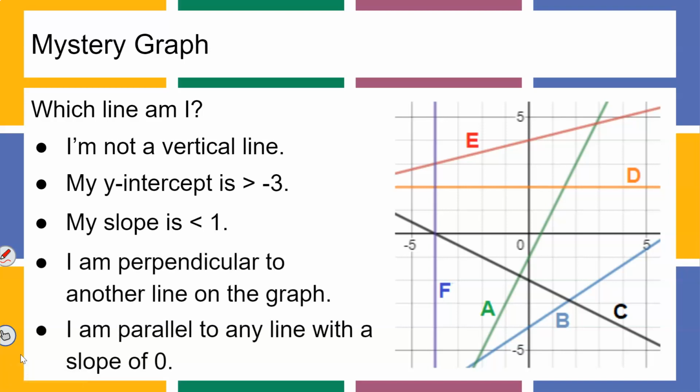Figure out which line is the correct line. It's not a vertical line. The y-intercept is greater than -3. The slope is less than 1. It's perpendicular to another line on the graph, and it's parallel to any line with a slope of 0. So think about those. I'll give you a couple.